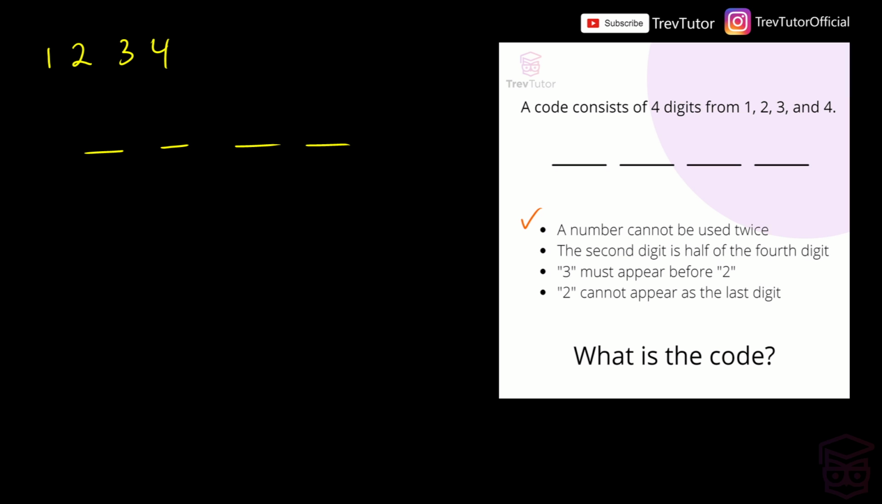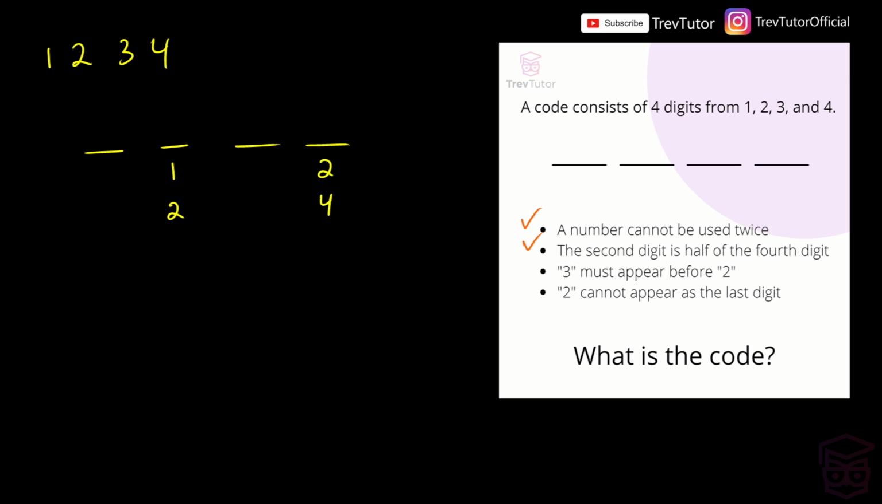So let's think about this. If the second digit is half of the fourth digit, then the last 2 digits cannot be 3 or 1, because we don't have a 1.5 or a 0.5. So the possible combinations are either 1 in the second digit and 2 as the fourth digit, or 2 as the second digit and 4 as the fourth digit. It will be one of those two combinations. So this will take care of that second point.